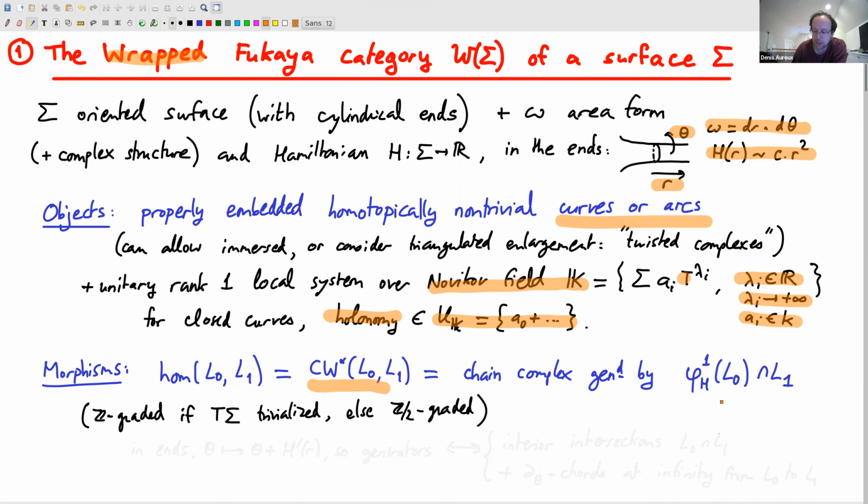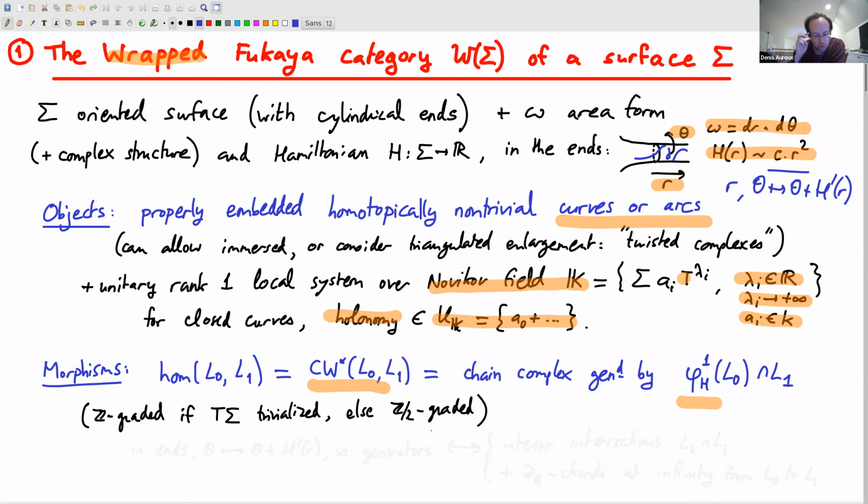It is a chain complex generated by intersections of L0 and L1, except after pushing L0 by something called the Hamiltonian flow of this Hamiltonian H. And what this amounts to is basically that in each end, you keep r alone, but you increase theta by the derivative of H with respect to r in that end. And so because this grows faster than linearly, what you're doing is you're wrapping things more and more and more around cylindrical ends, hence the wrapped name.